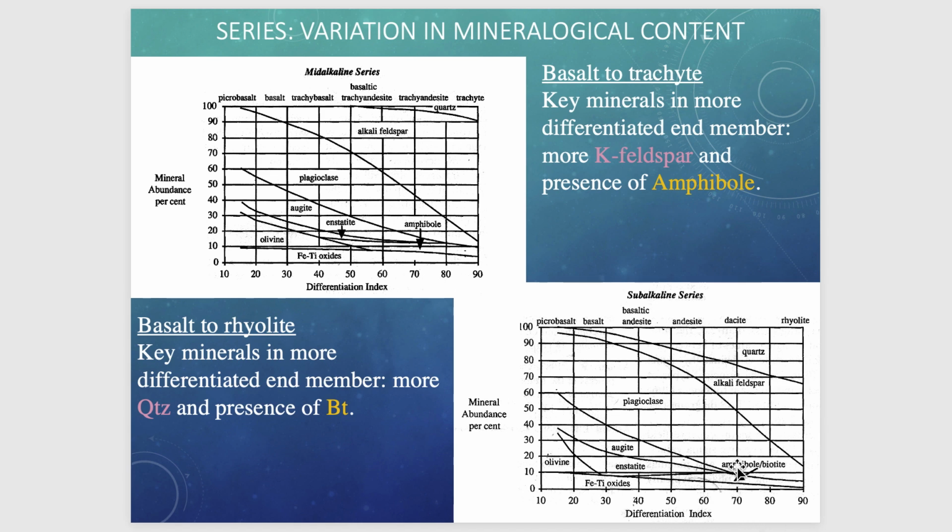So you have amphibole and biotite that dominates the highly differentiated assemblages, and so you sharply decrease the amount of iron titanium oxides because of that. So the mineralogy really is a response of these fractionation trends, which will depend on the alkalinity of the rocks and the series that they belong to.